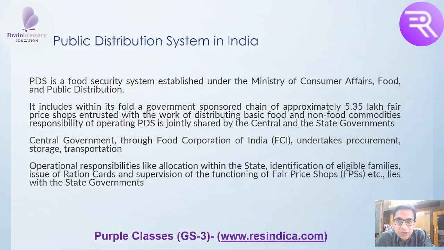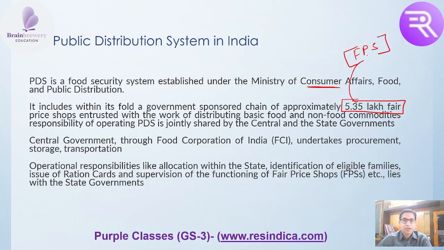So this is the public distribution system in India. First of all, you should know which head it comes under. It comes under the Ministry of Consumer Affairs, Food and Public Distribution. The main purpose of PDS: as the word suggests, we are distributing something to the public. So there are shops which distribute something to the public. There are around 5.35 lakh fair price shops.